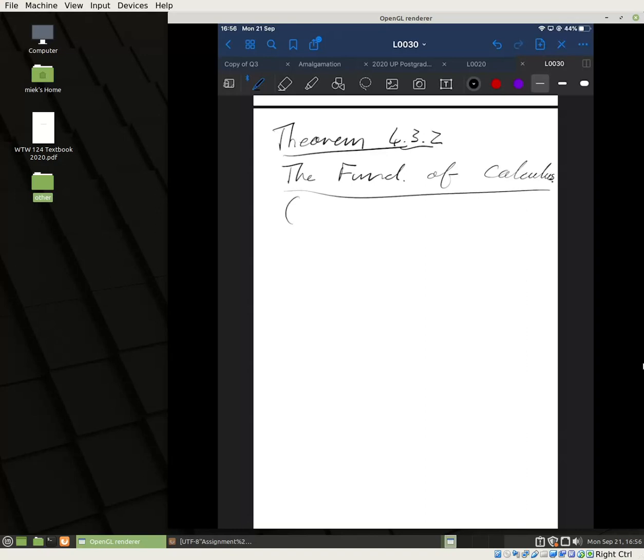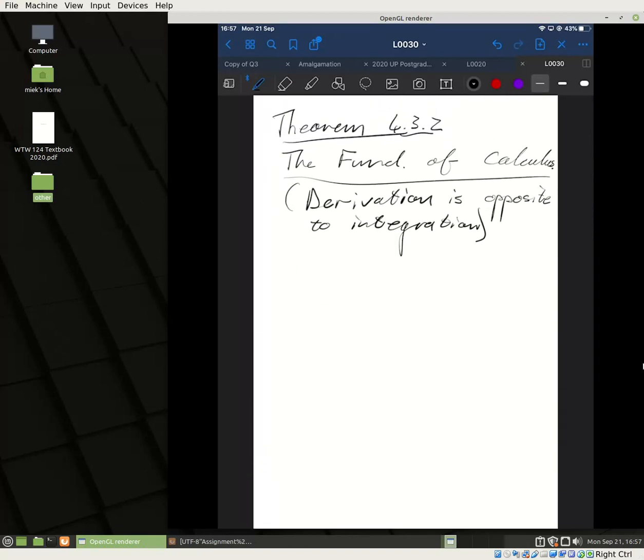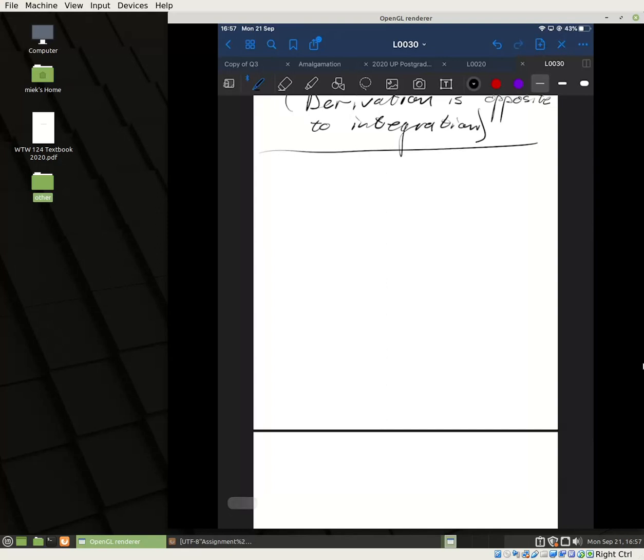And I'm going to put here in brackets, what does this theorem say? Just in informal terms, it says that derivation is the opposite to integration. And the previous form said integration is the opposite of derivation. So just take care, that's not the same statement. Okay, let's write down the statement of our form of the fundamental theorem of calculus.